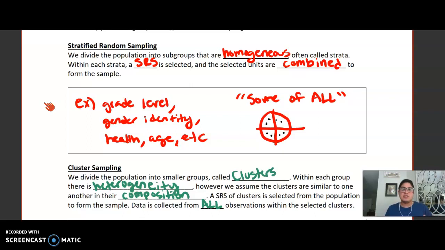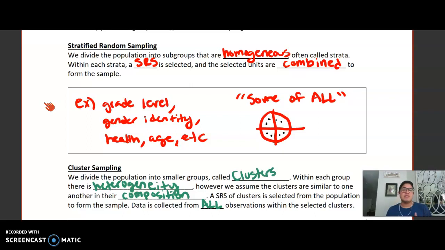Gender identity, such as male, female, non-binary. Health status, whether someone is active, non-active, any underlying health conditions. Age, are they a millennial, Gen X, Gen Z, Gen Alpha, etc. But essentially we're grouping them into these similar characteristics called strata.